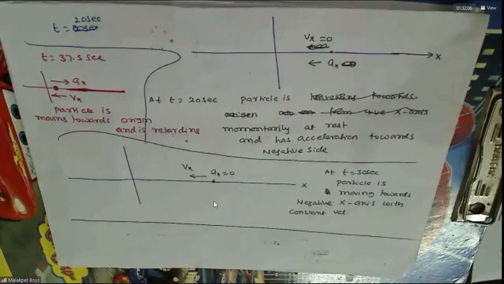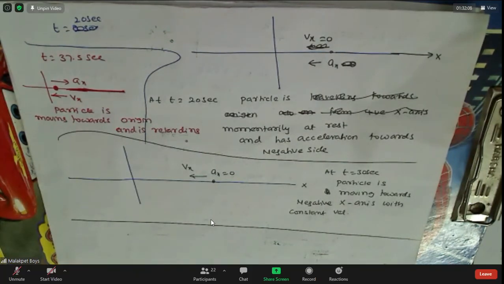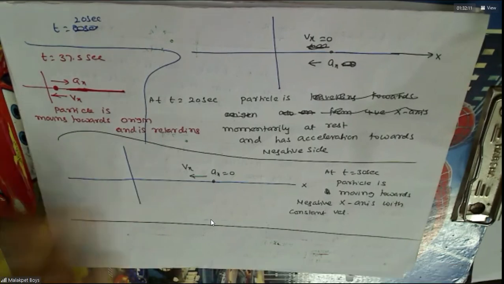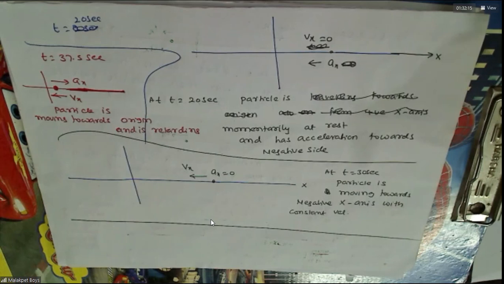Sir, no need to plot a whole graph? No, he's just asking what everything is plotted, no? The x-t graph is given, the v-t graph we plotted, the a-t graph we plotted. He asked to show the status of the particle at different timings. Okay, sir.